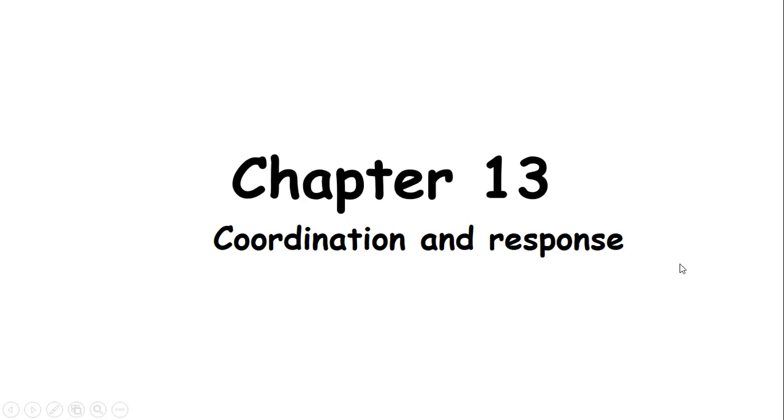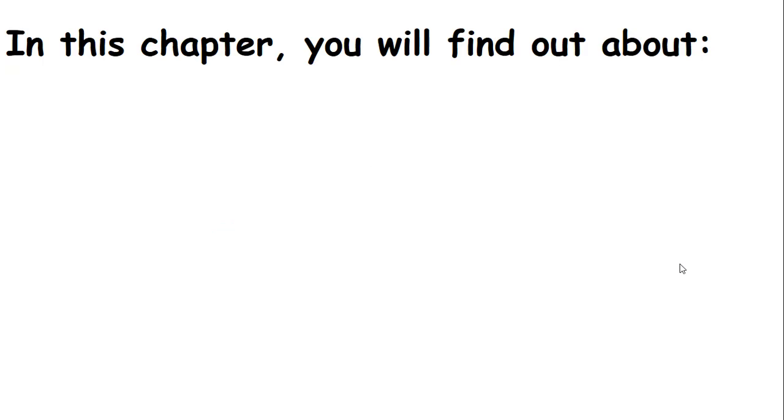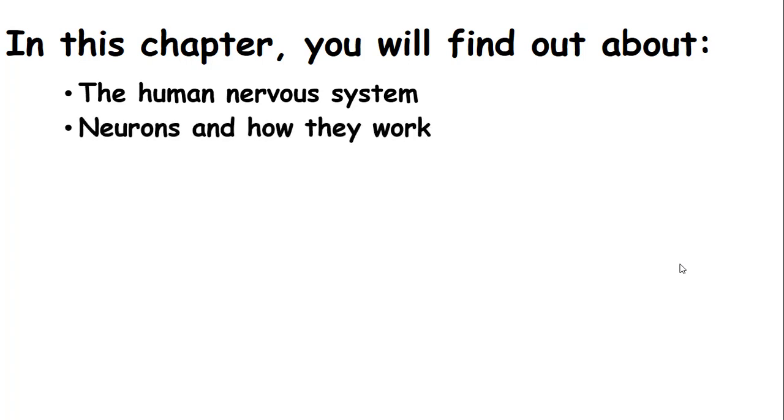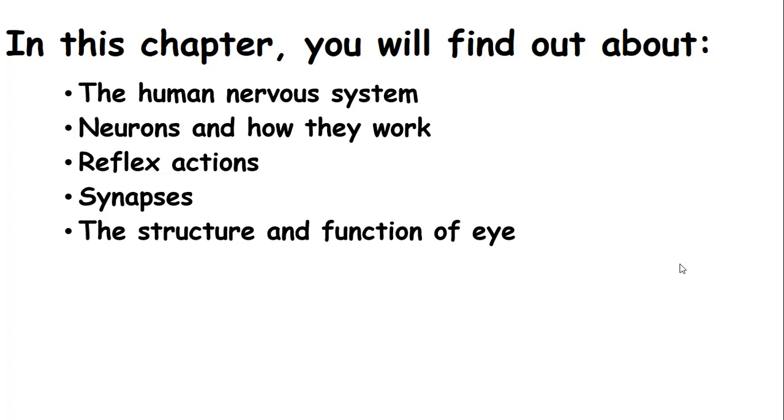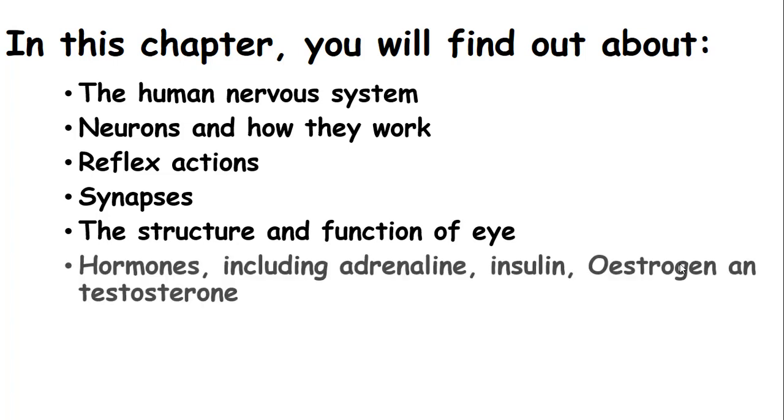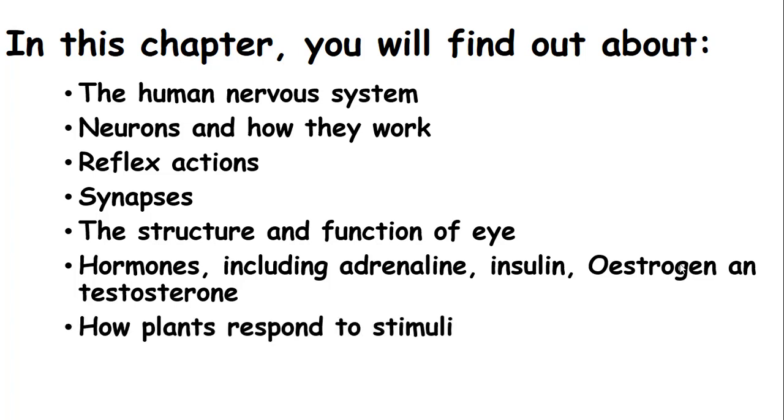Now listen with chapter number 13, Coordination and Response. In this chapter you will find out about the human nervous system, neurons and how they work, reflex action, synapses, the structure and function of the eye, hormones including adrenaline, insulin, estrogen and testosterone, and how plants respond to stimuli.